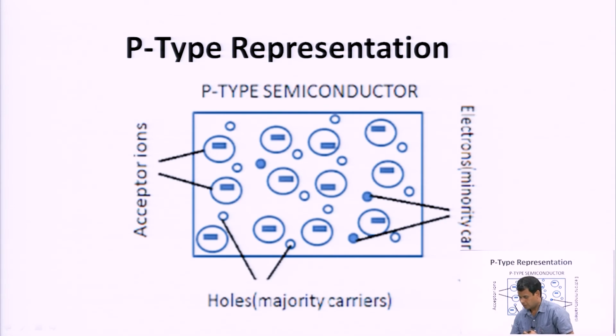Now, this is the representation of the p-type semiconductor. These are the boron atoms, and boron atoms are represented by acceptor ions, because to fulfill their octet, the tendency of a boron atom is to always accept an electron. That is why boron atoms are known as acceptor ions, and with the acceptor ions there are some holes, because the number of holes is equal to the number of acceptor ions. Here, this is the representation of the p-type semiconductor.